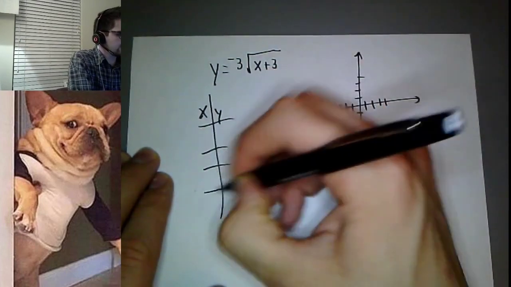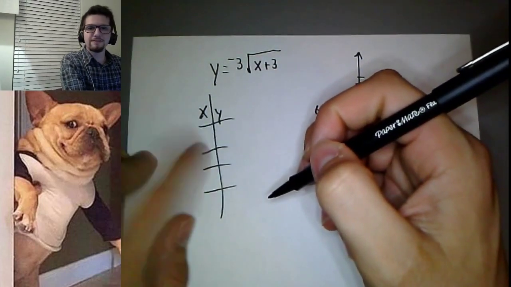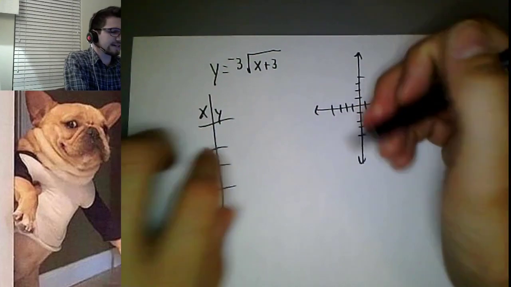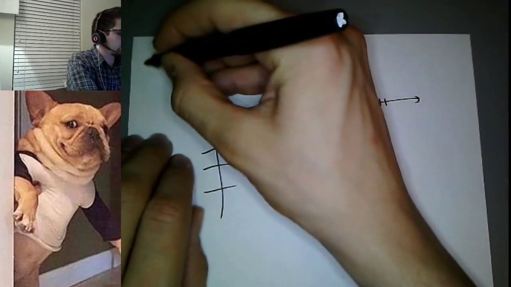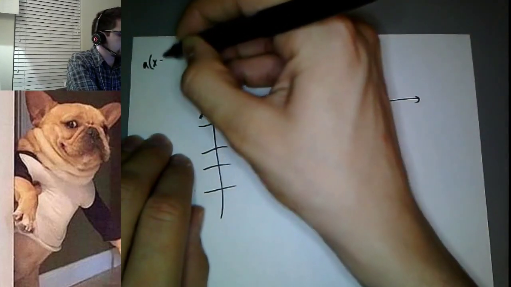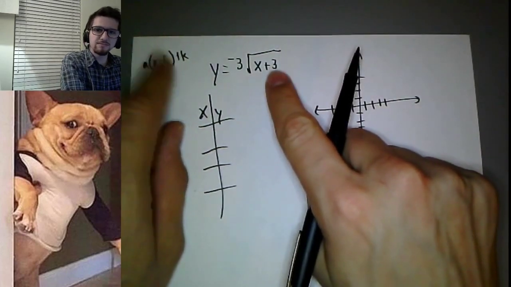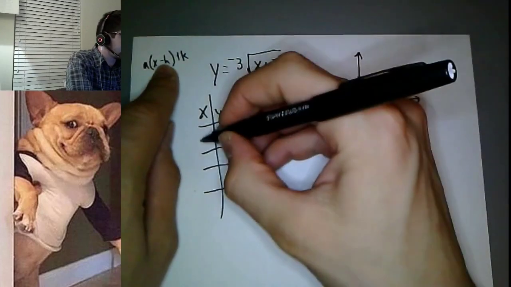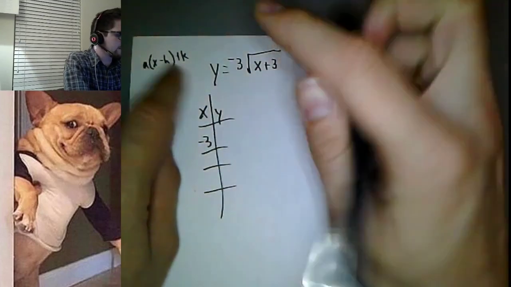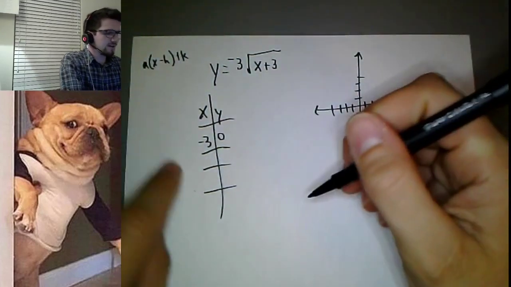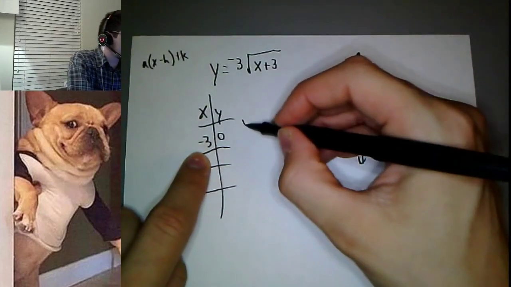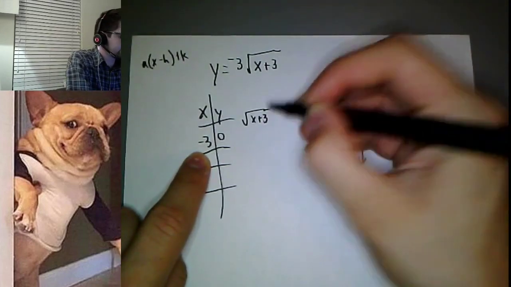T-table for square roots. I'm starting with my vertex. So what is my h and my k? What's my h in the parentheses? 3. I switch the sign. It's negative 3. Do I have a k? Nope, so it's 0.